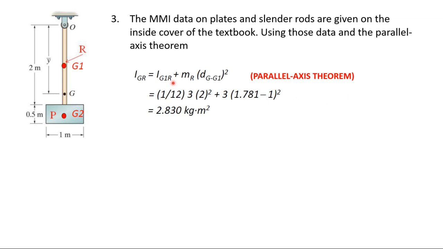So the first one, the I for the rod, which we're going to consider as a rectangular shape, is going to be equal to the width multiplied by the height squared divided by 12, plus the mass of the rod, which is 3, multiplied by the distance 1.78 minus the distance of the rod, which is 1, squared. And this will give me the answer, which is equal to 2.83 kilogram meter square.